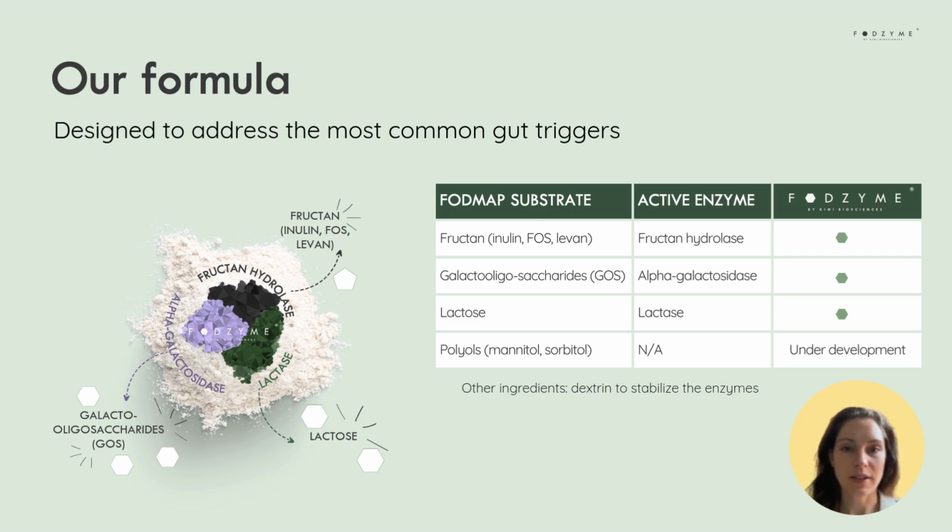So returning to FODZYME, we designed our formula to address the most common FODMAP triggers. Our blend contains 3 active enzymes to deliver the most symptomatic benefit for patients. It includes fructan hydrolase, alpha-galactosidase, and lactase. Our novel and proprietary fructan hydrolase enzyme makes us the only digestive enzyme on the market that can break down the wide spectrum of fructans found in plants. These include inulin, as well as FOS and levan.